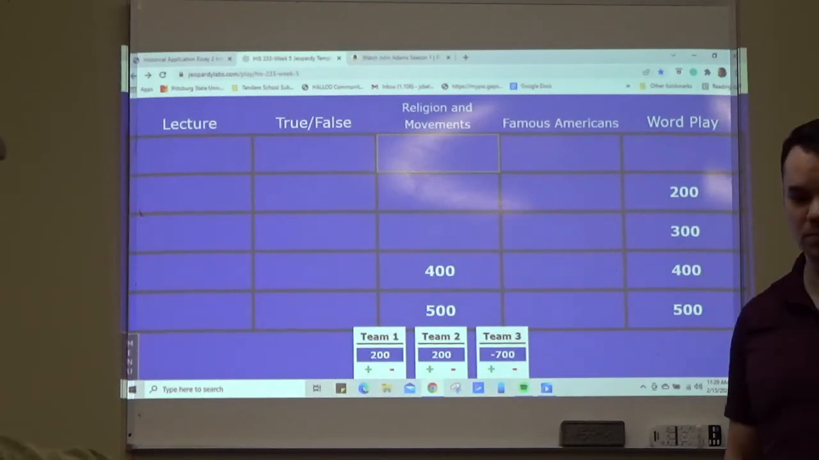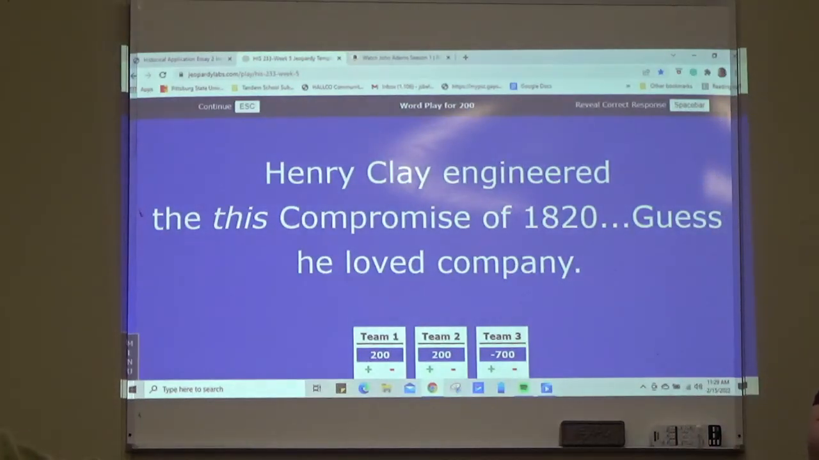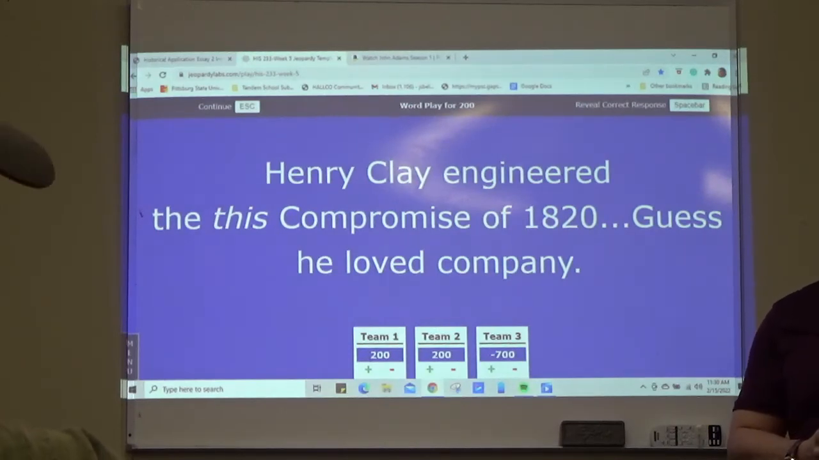Wordplay 200? Wordplay 200, alright. Let's go. Henry Clay engineered the This Compromise of 1820. Guess he loved company. Nope, this is a wordplay, so you have to figure out which compromise. There's like a joke or a clue in the wordplay. Henry Clay engineered the This Compromise of 1820. Guess he loved company.